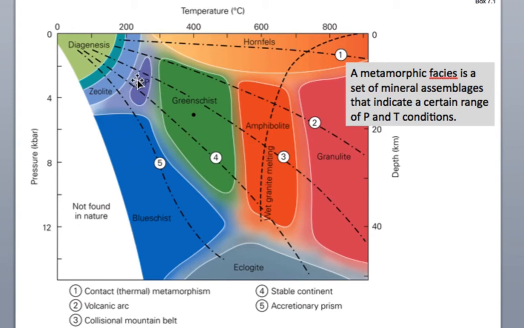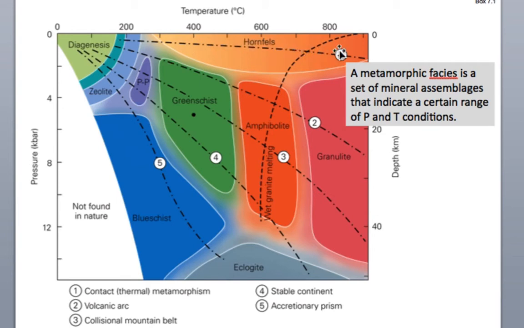But the ones I want you to focus on are greenschist facies, hornfels facies, granulite facies, and blueschist facies. Also eclogite. So what do these mean? We'll look at the hornfels first. Hornfels occurs at low pressure but high metamorphic grade.